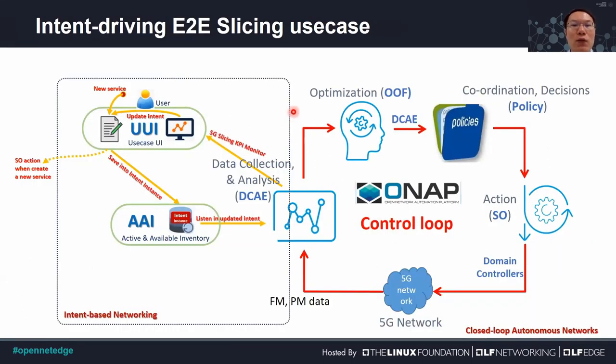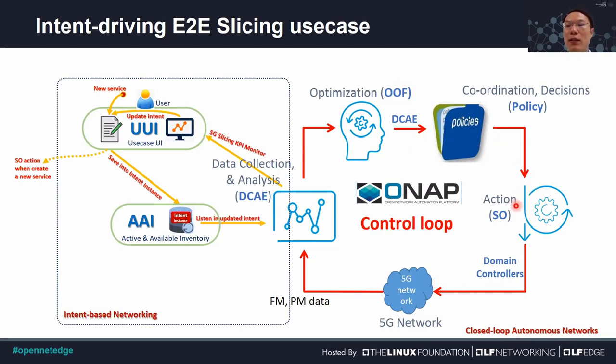Here we provide a workflow of the intent-driven E2E slicing use case. As shown in the red part, there is a closed loop of E2E slicing, which is developed by the E2E slicing team, where the DCAE could collect the FM and PM data from the 5G networks. And based on the analysis result, it will trigger the OF or policy to update the E2E slicing parameters of the slicing instance.